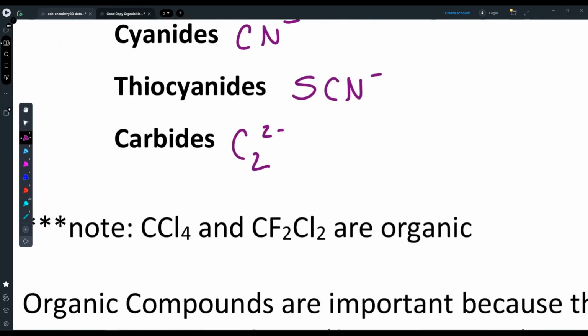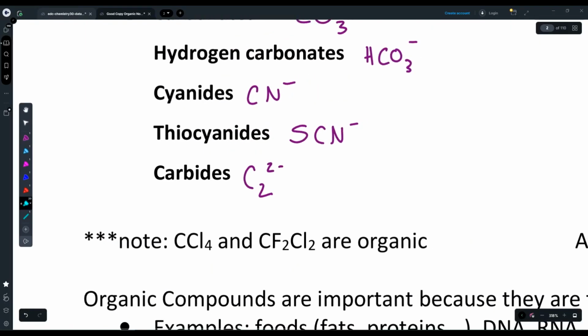Just as a note, tetrachloromethane, so that's this CCl4, that's going to be considered organic. And we have dichlorodifluoromethane, that's also considered organic. We are going to get into how to name compounds such as this. So make sure you highlight that.